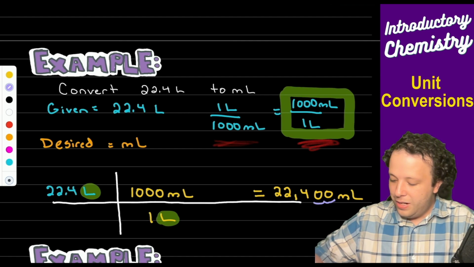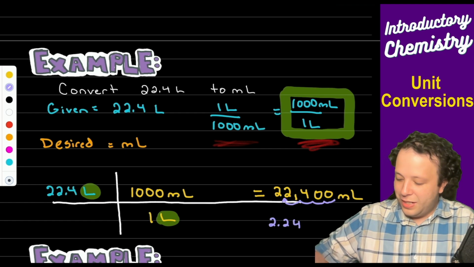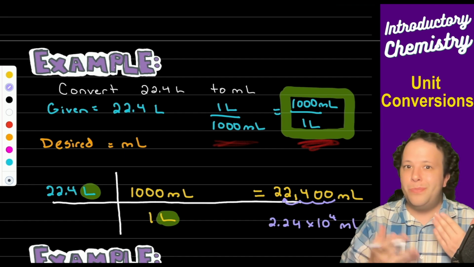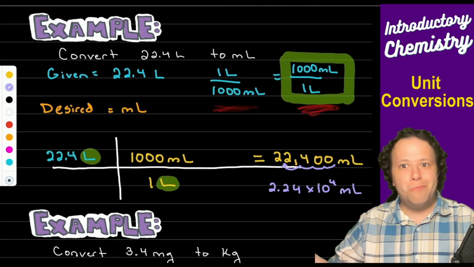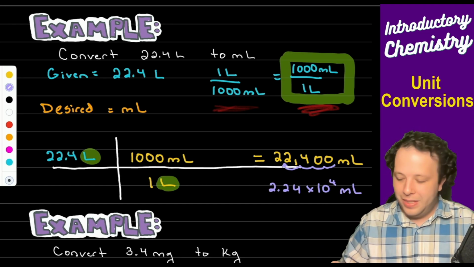So we can see, all right, if I want to put this in scientific notation, I've got to move that decimal place 4 times. So it's going to be 2.24 times 10 to the 4th milliliters. Both answers would be correct in this case. It just depends on really what's more convenient for you and your situation.